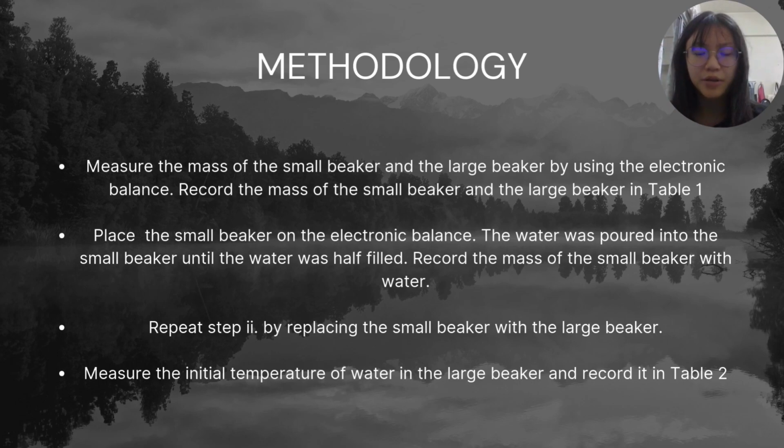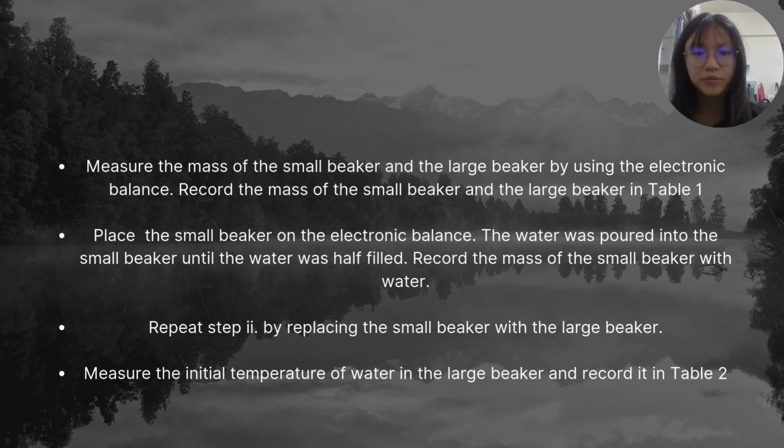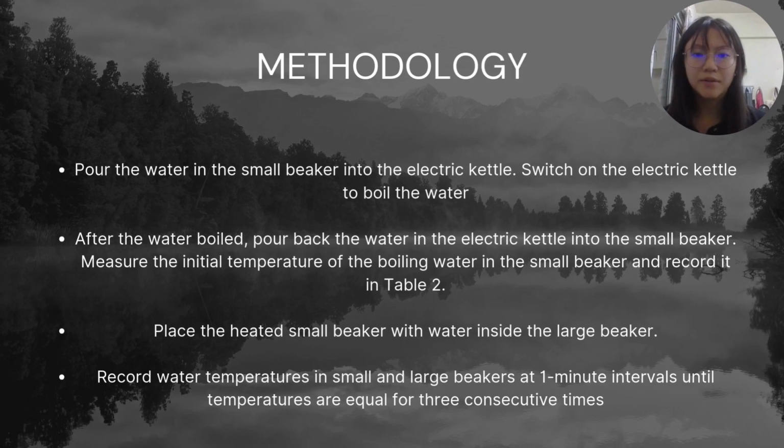Measure the initial temperature of water in the large beaker and record it in Table 2. Pour the water in the small beaker into the electric kettle. Switch on the electric kettle to boil the water. After the water boils, pour the water in the electric kettle back into the small beaker. Measure the initial temperature of the boiling water in the small beaker and record it in Table 2.